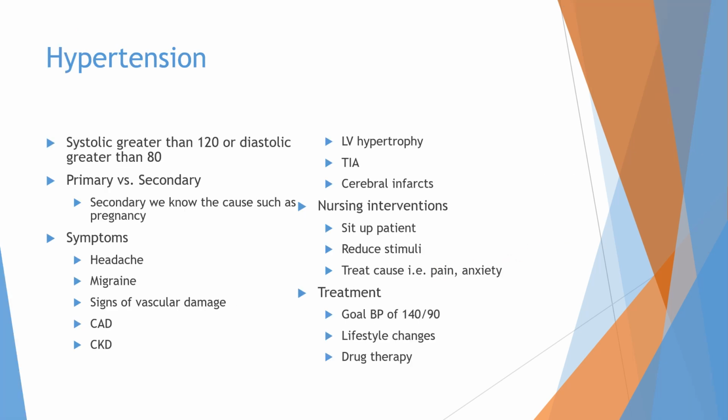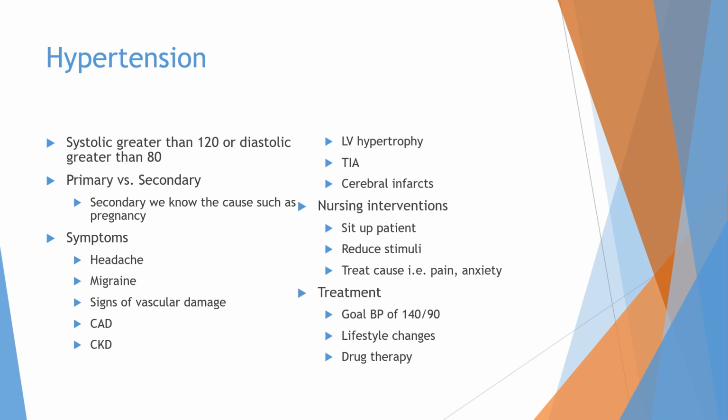So hypertension is systolic greater than 120 or diastolic greater than 80. We have primary and secondary. Most hypertension is going to be primary hypertension, where we don't necessarily know what the cause is. Secondary is when we know the cause, right? Such as pregnancy or some sort of constriction that we can fix surgically, or a renal disease. And so if we remove the kidney, then that blood pressure goes away or gets better.